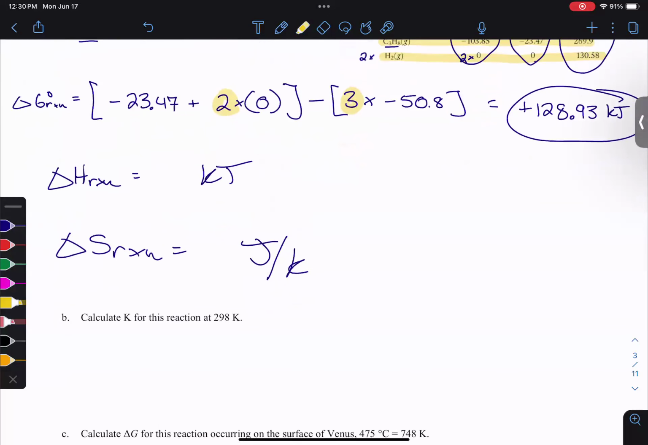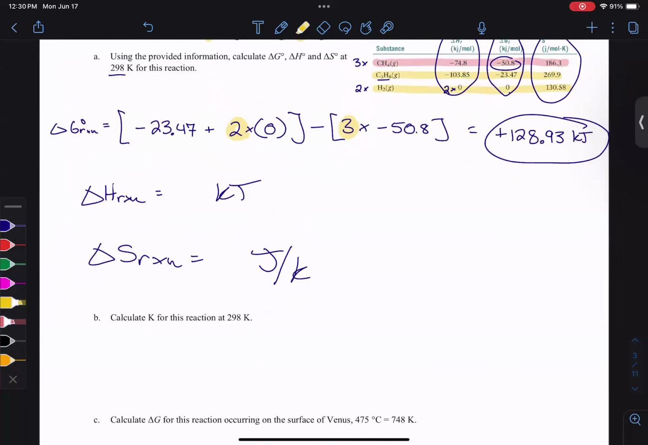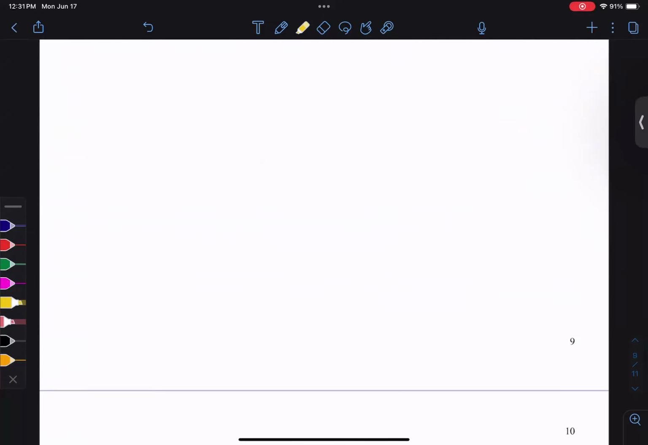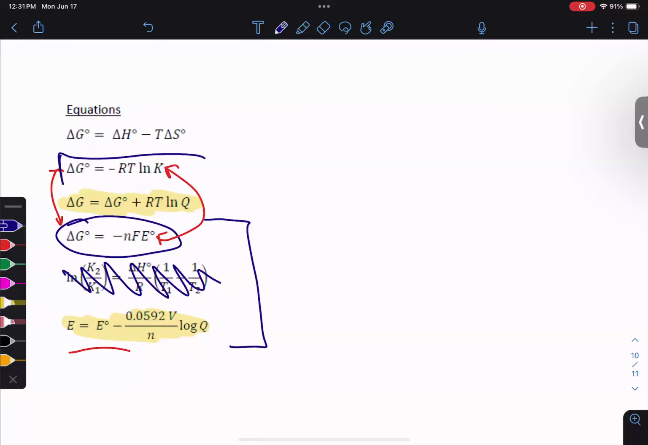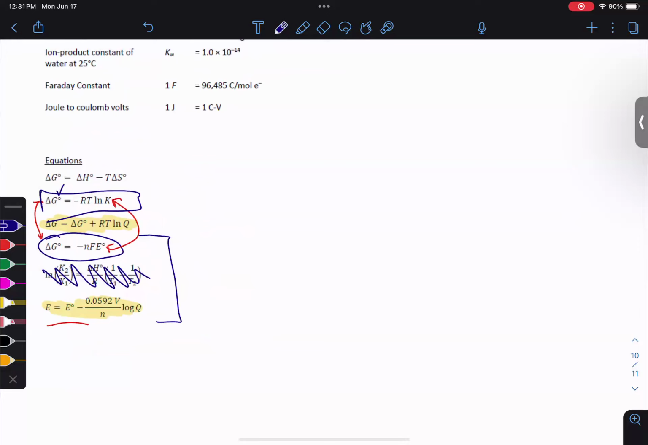Let's calculate K for this reaction at 298 Kelvin. So what equation do you think is going to help us? Let's just go down to the supplemental information real quick. Which equation is going to help us? The second one, right? The second one relates Gibbs free energy for a reaction to K of that reaction. If we start this reaction at standard conditions, whether delta G is really positive or really negative tells us which direction that reaction has to go to achieve equilibrium. So we have delta G, R is a constant. We know the temperature. We're just going to solve for K.